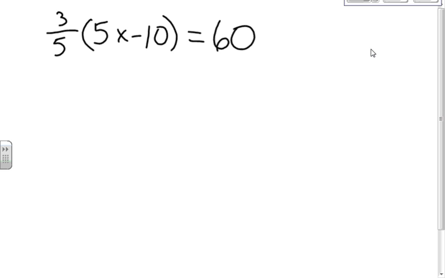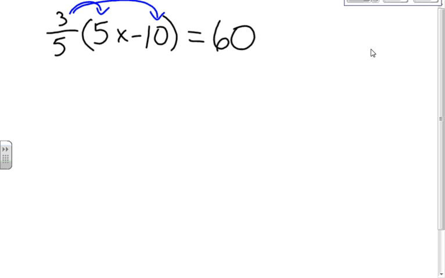So the first one, 3 over 5 times (5x minus 10) equals 60. Most of your first instincts will be, okay, there's a number in front of a parentheses, let's use the distributive property. That's fine with me. I'll show you another way to do it after, but sure, let's do the distributive property. So I have to do 3 over 5 times 5.